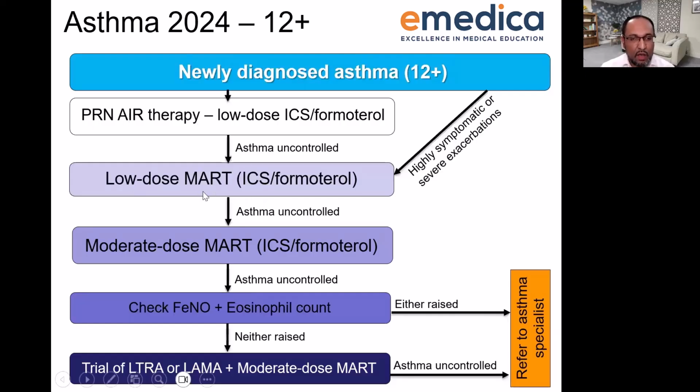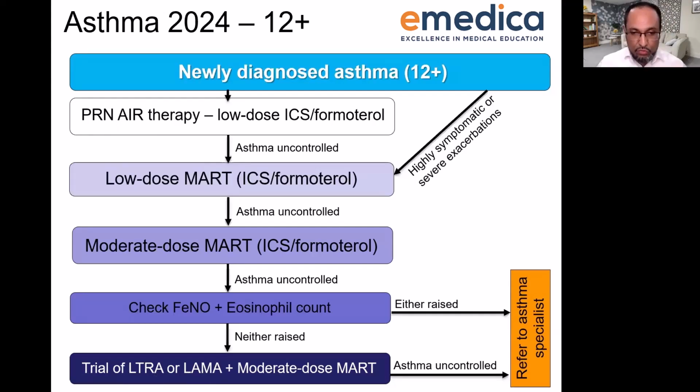The difference is, remember, MART is maintenance and reliever therapy. You only have the one inhaler, but you take it regularly every day, and then you take extra puffs if you get short of breath. In PRN AIR therapy, you don't take anything every day. You only take it when you're short of breath. So instead of having as the first step, which was in the old guidelines for adults, a salbutamol inhaler, a blue inhaler, which you just take when you get short of breath, and then only if you're having to use that a lot, you'd move on to steroid. As soon as you diagnose someone 12 plus with asthma, you want to go straight on to having some kind of steroid. But they're only using it when they need it.